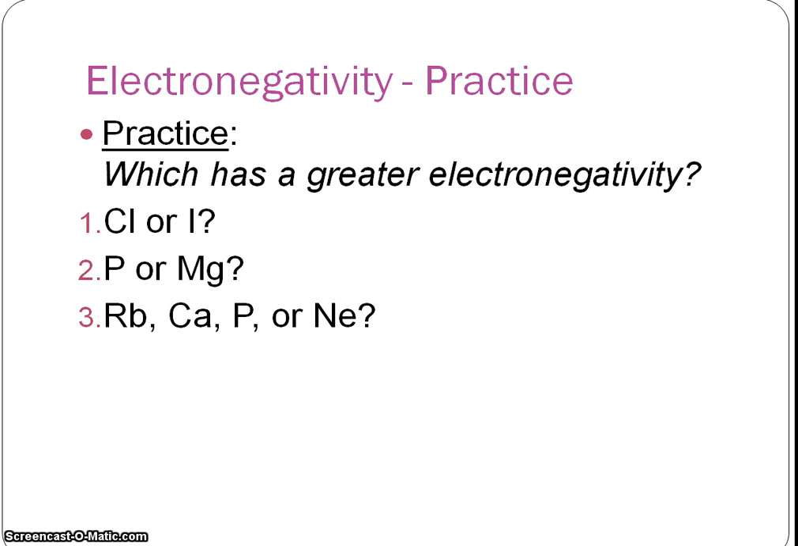And of the last one, it's tempting to say neon because it's the farthest up and to the right, but remember noble gases have a very low electronegativity because they're already stable, so we're going to go with phosphorus for number 3 as well.